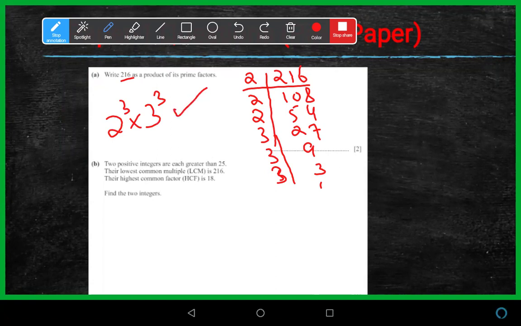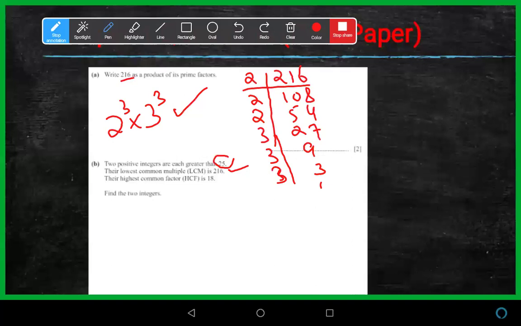Now part B is a very interesting part. Two positive integers are each greater than 25. We have two numbers that are greater than 25. Their lowest common multiple is 216, and the HCF of those numbers is 18. Find the two integers. So we have to find those two numbers, and we have a trick to find them. I will show you how.